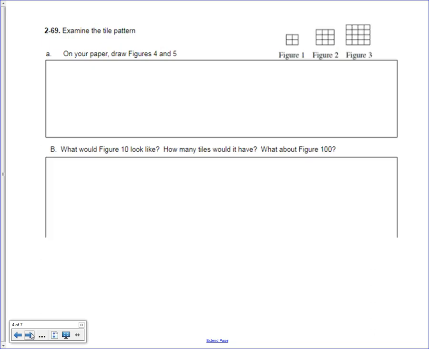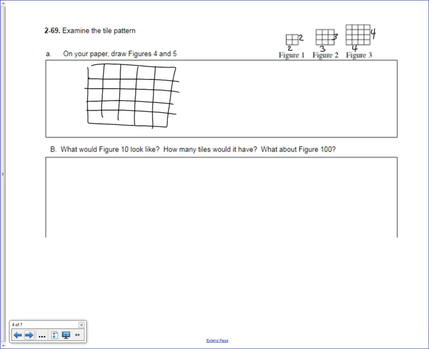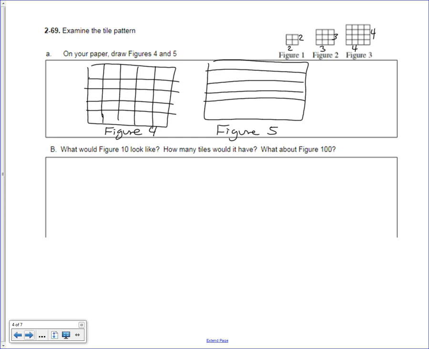Problem 69, examine the tile pattern. On your paper, draw figure 4 and 5. So figure 1 is a 2 by 2. Figure 2 is a 3 by 3. And figure 3 is a 4 by 4. So figure 4 will be a 5 by 5. It looks something like this. And then figure 5 will be a 6 by 6. If you notice, my pattern is that it's one more than the figure number, by that number.